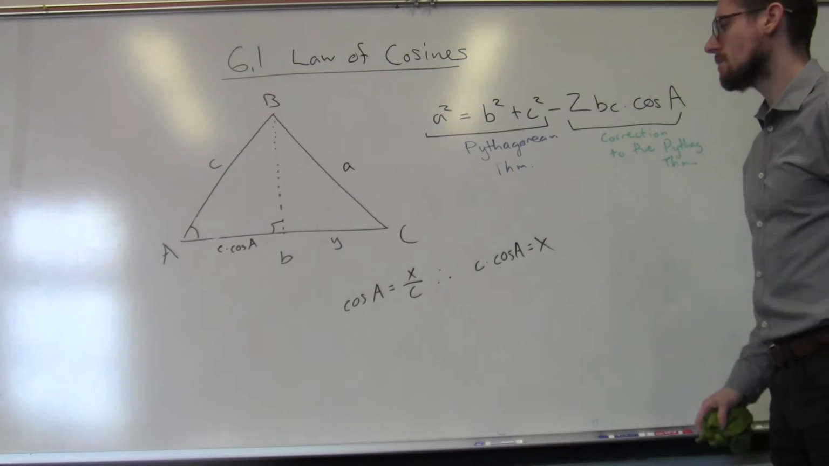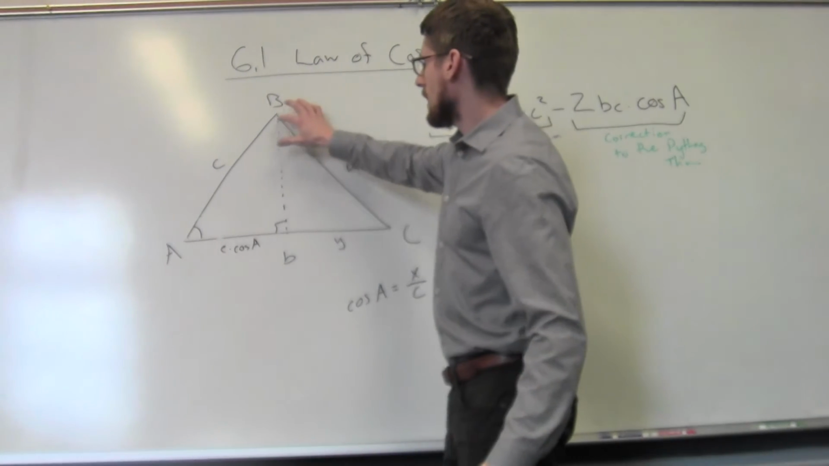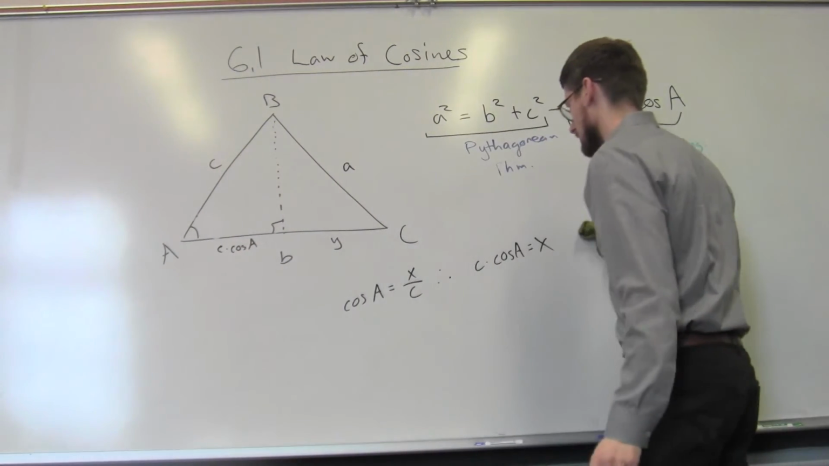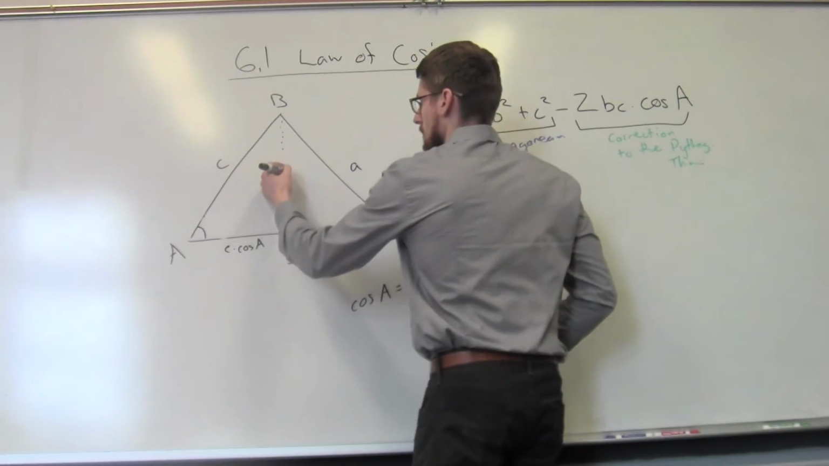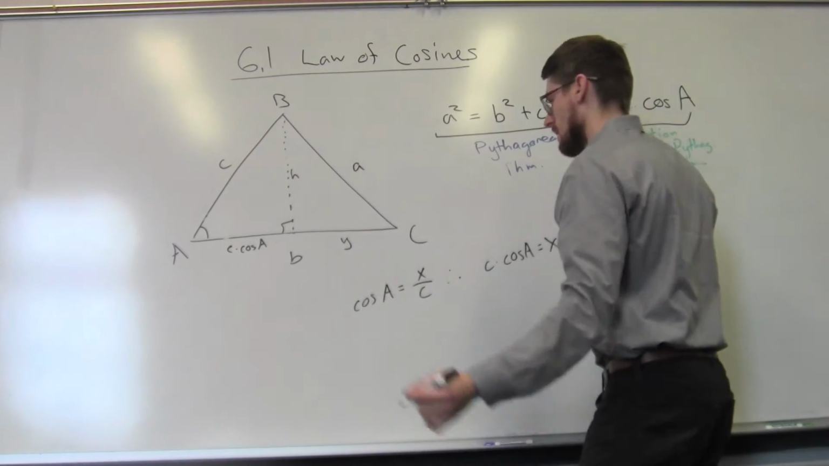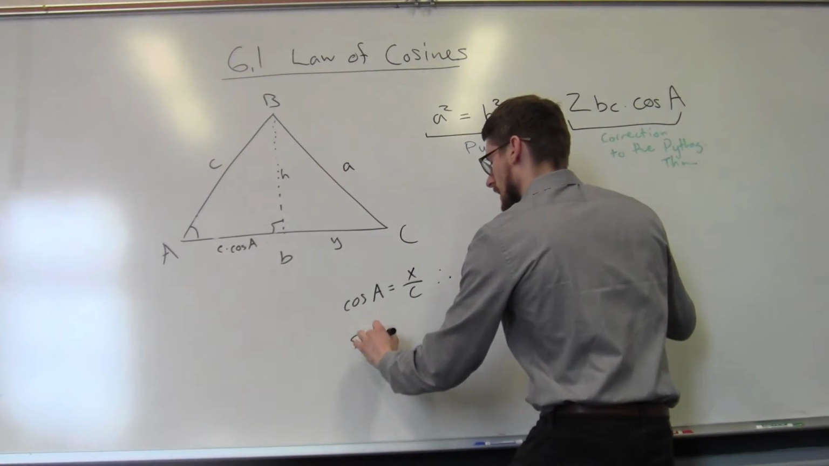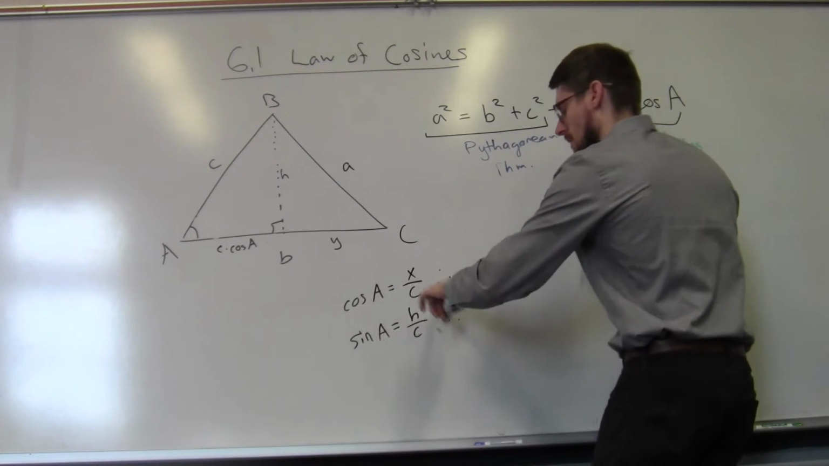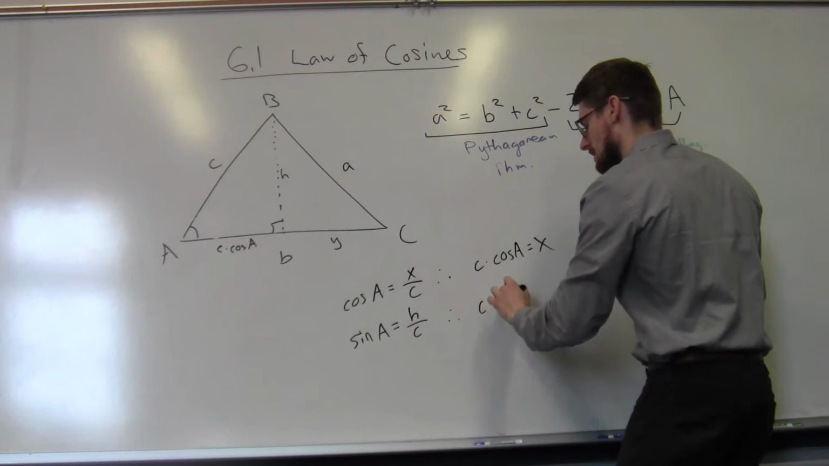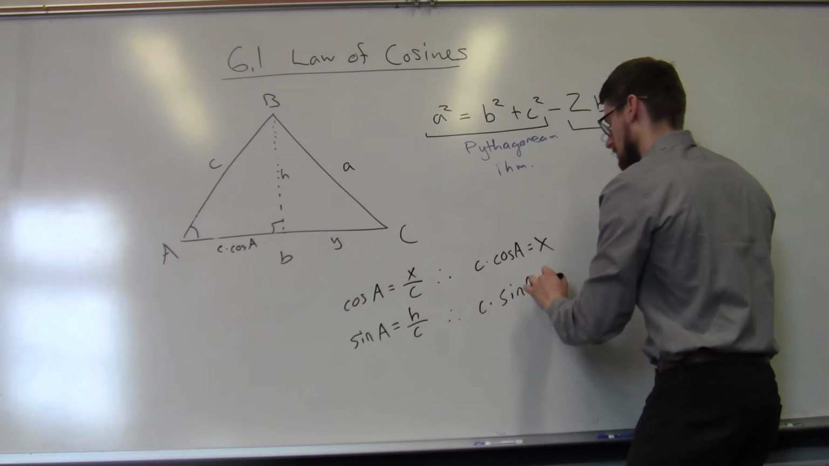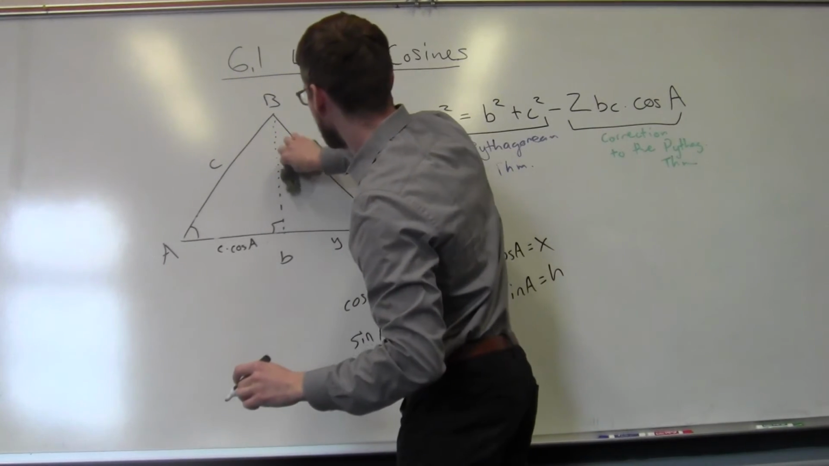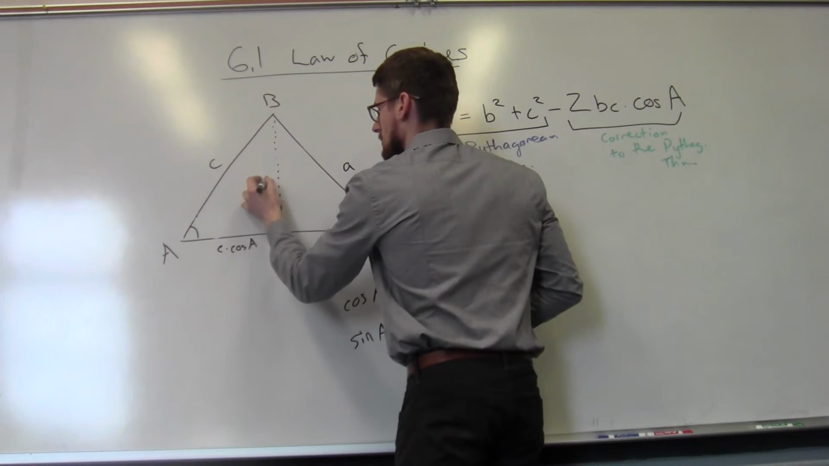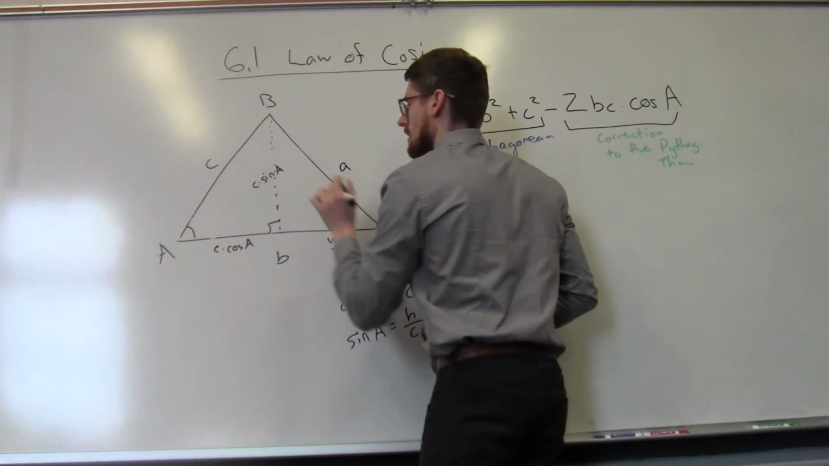So that side is C cosine A. This side would be C sine A. And I'll just justify that a little bit. We can call this thing H if you want. And you know that the sine of A equals H over C. Therefore, solving for H, C sine A equals the height of this triangle. So this is C times sine A. Okay.